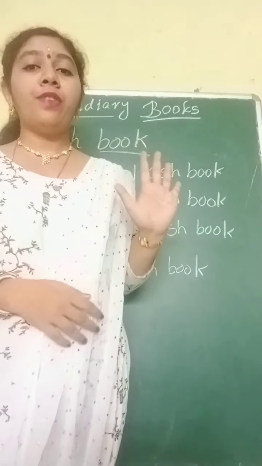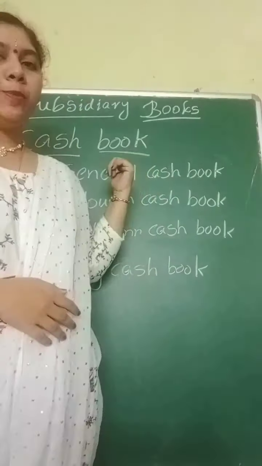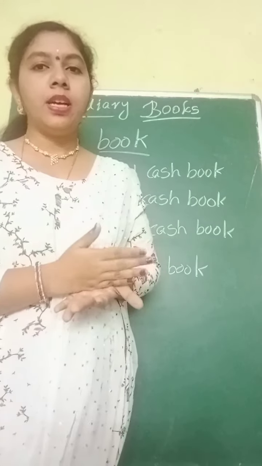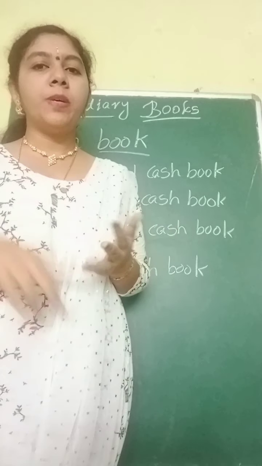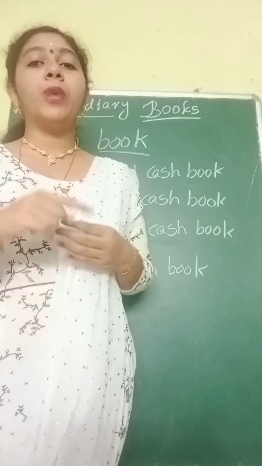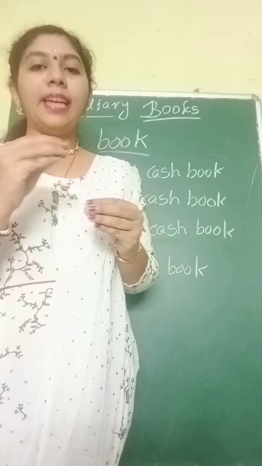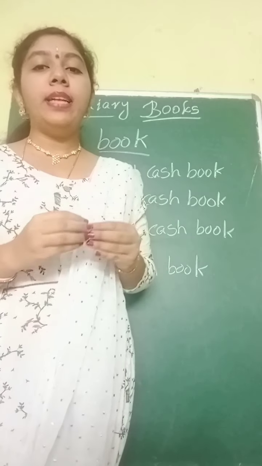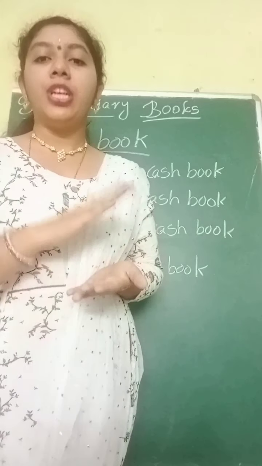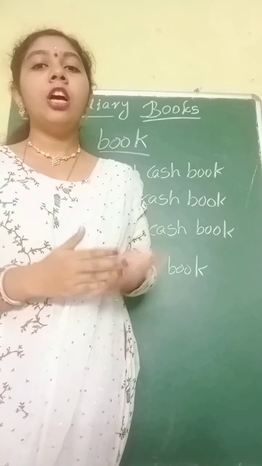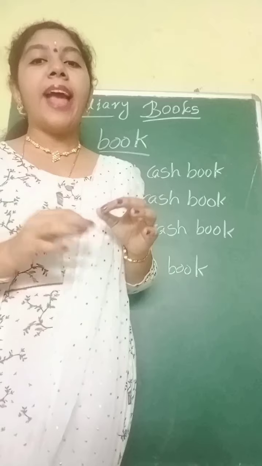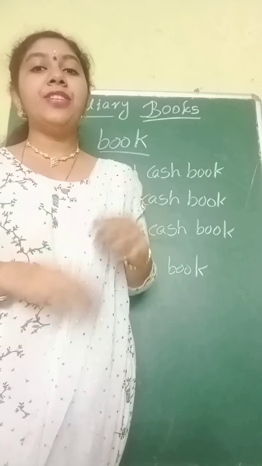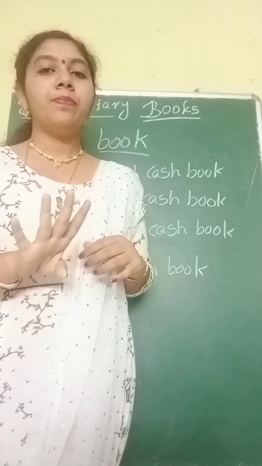And our fifth subsidiary book is the cash book. In the purchase book, sales returns and purchase returns, we have written only the credit transactions. Here we are going to write the cash transactions only. This subsidiary book is divided into four categories.